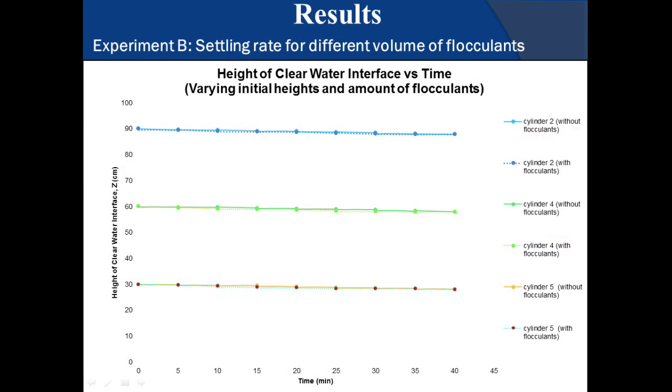In this first graph for experiment B, comparisons for settling rate have been made between kaolin solution with flocculants and without flocculants. It can be seen that the height of the clear liquid interface for solution with flocculants is lower at different time intervals.